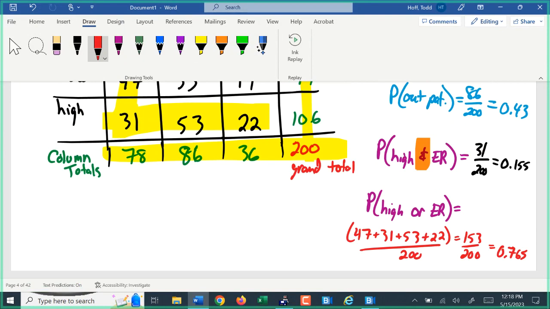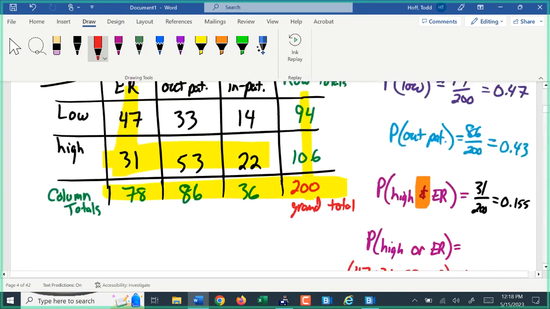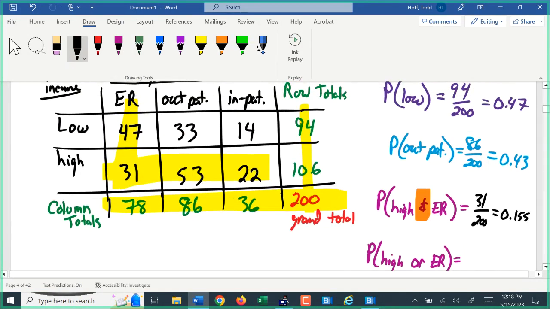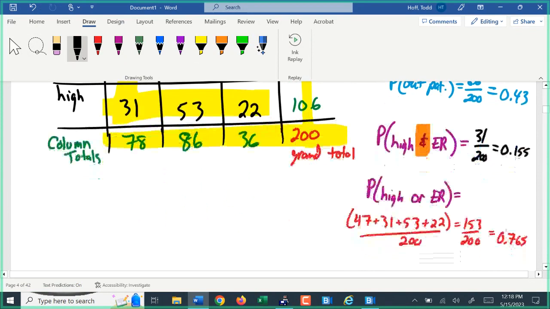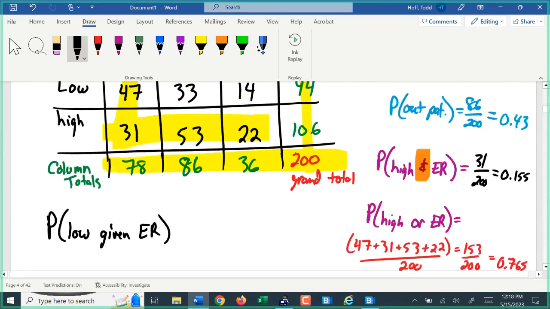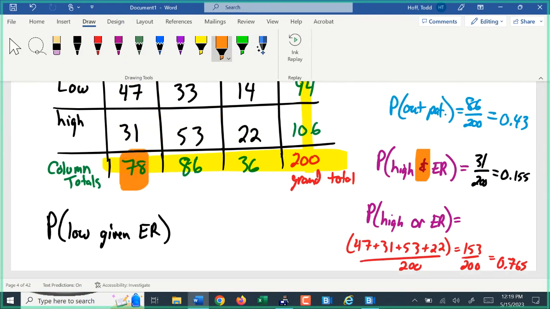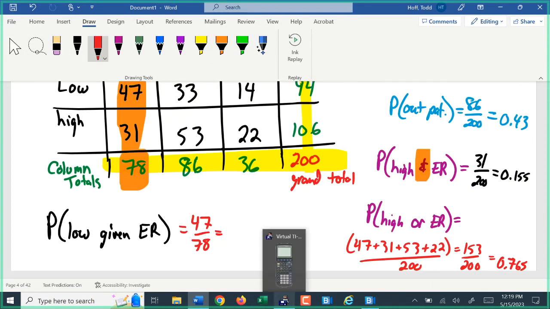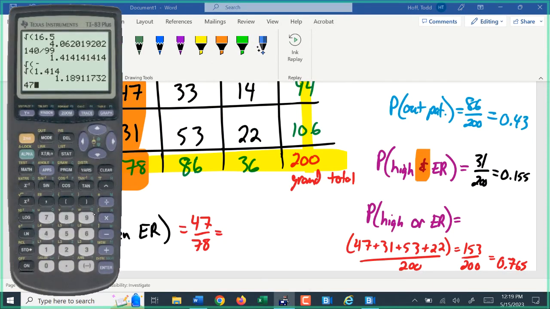0.765 is that probability. The final thing that comes into that is conditional probability, where we already know something about the answer. We ask, what's the probability that this is a low-income person given that it was an ER visit? So what this is saying is we know already that it's an ER visit, so we're only looking at the 78 ER patients. What's the probability that it was a low-income patient? Well, there are 47 low-income patients out of those 78 ER visits. We can divide that out, giving us 0.603.